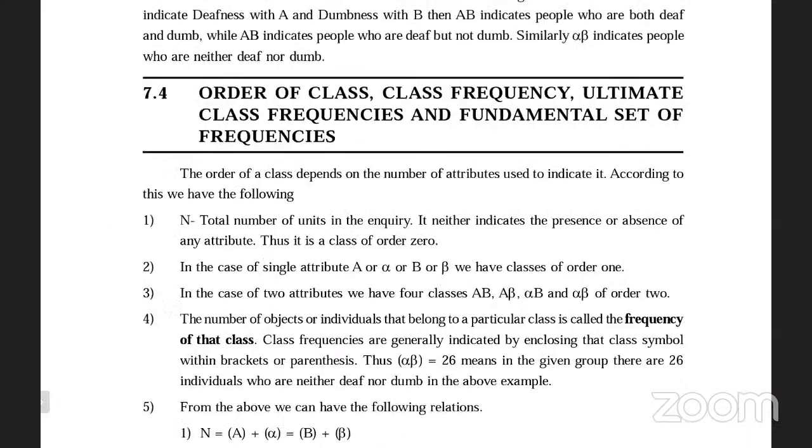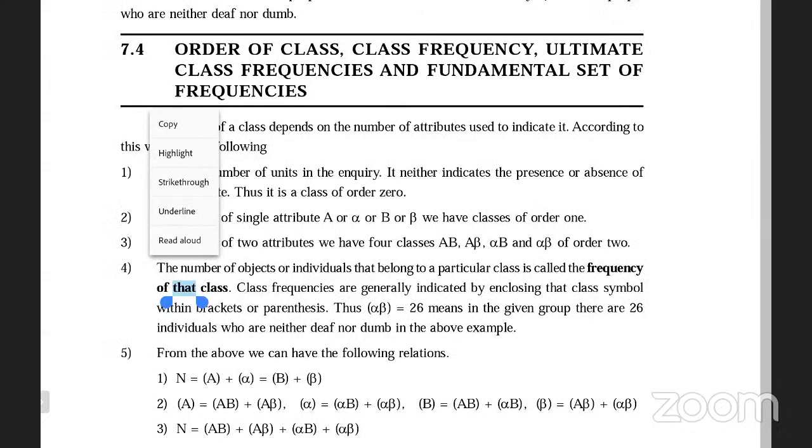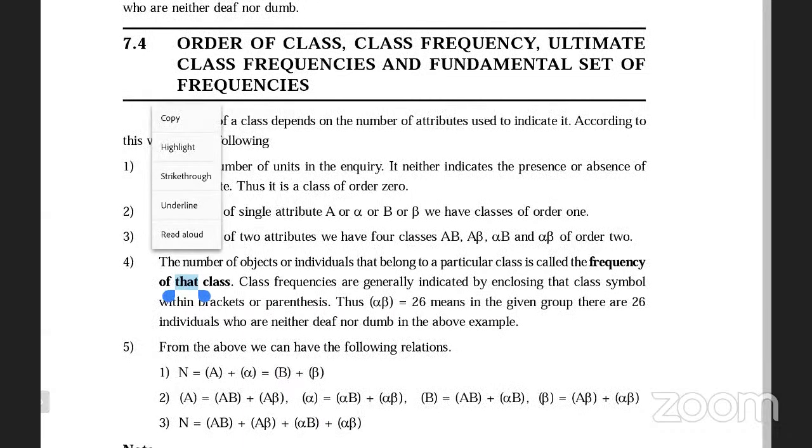What is the order of the class? Order of the classes means the classes are divided into groups according to relationships. A single A, B, alpha, beta comes to one order. Two order means AB, A beta, alpha B, and so on. That comes to the 2 order of the class. Next, frequencies means how many elements are involved in that. So that comes to class frequencies.